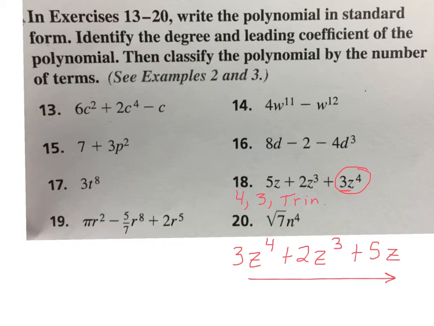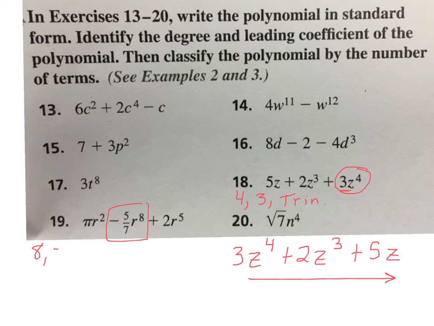Okay, let's look at 19. What's the degree? Now, this has a pi, but pi is just a number. It's no different than if they wrote 3.14 r squared, right? So what's the degree of this? 2. What's the degree of this? 8. And what's the degree of this? 5. Okay, so what we're going to do is we're going to tell the overall degree is 8, right?